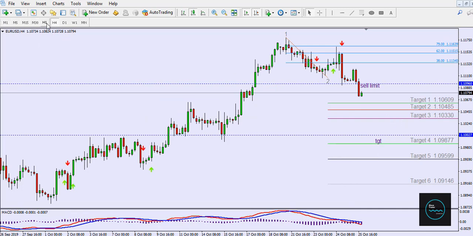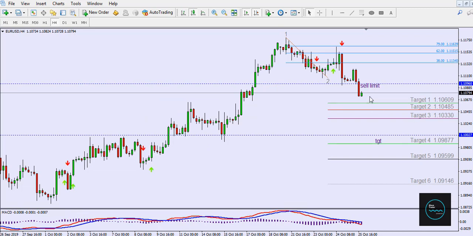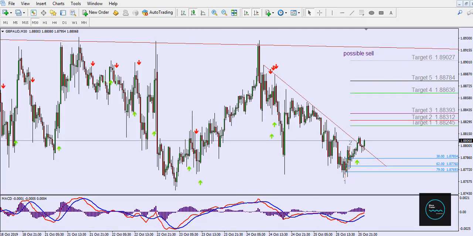So if it does get to that zone, then I'll place a sell limit here, get filled in, and let's see, about 70 pips or between 65 to 70 pips is not bad for this trade, for a day trade. So we're looking at what will happen on Monday for that. Let's go to the GBP AUD currency pair.